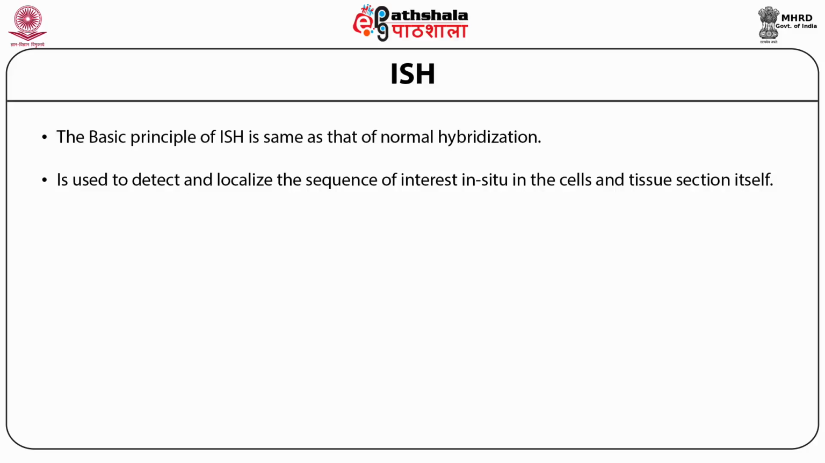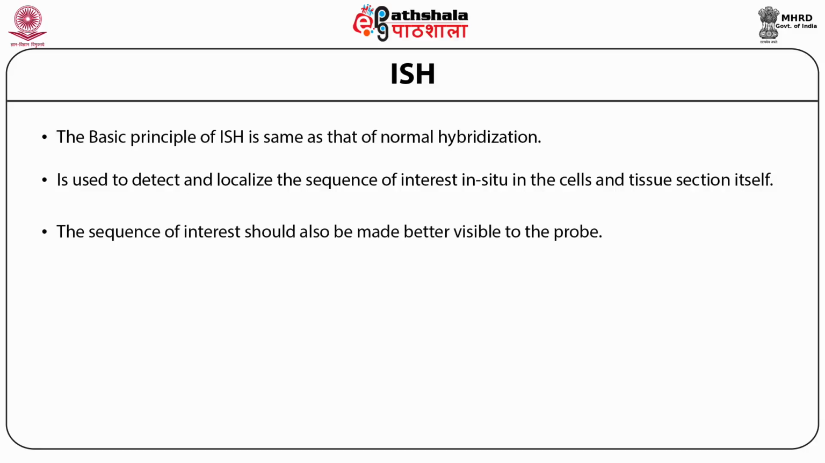The mRNA sequence of interest can be present in minute quantities, it can be masked by some associated proteins, or it might be protected by some cellular structure. So, without compromising the structural integrity of the cell, the permeability of the cell membrane or tissue has to be increased. The sequence of interest should also be made better visible to the probe. For this, choosing the correct type of probe with correct labeling is crucial.